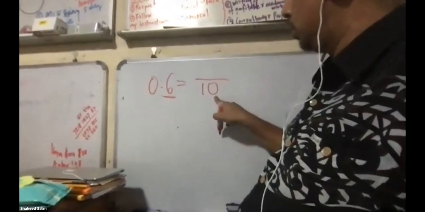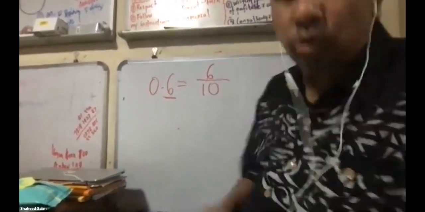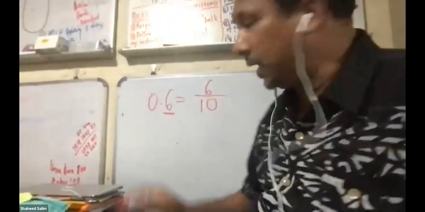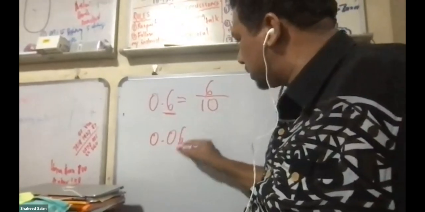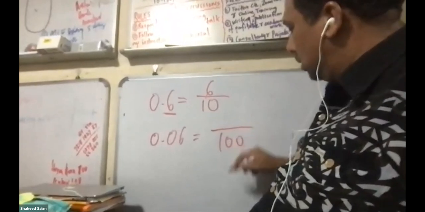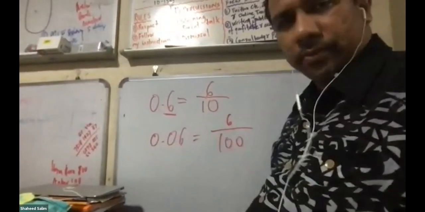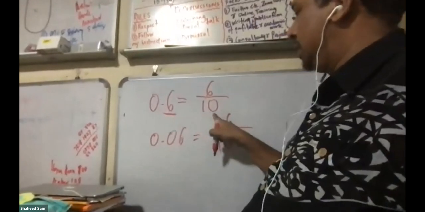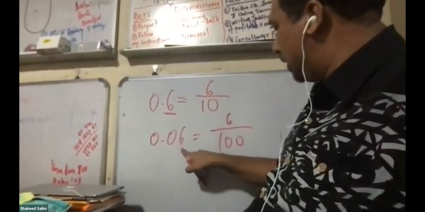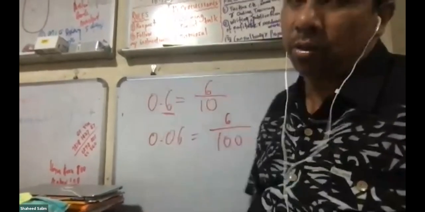One digit, put 1 zero. Then just put the 6 on top. What if there are two digits, let's say 0.06? If there are two digits like that, you put 2 zeros. It's over 100, and then put 6 on top. One digit, you put a 0 only, 10. Two digits, put 2 zeros. Three digits, 3 zeros. Ten digits, 10 zeros.